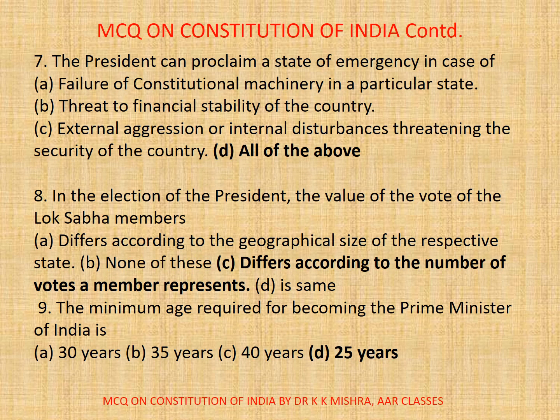7. The President can proclaim state emergency in case of A. Failure of constitutional machinery in a particular state, B. Threat to financial stability of the country, C. External aggression or internal disturbances threatening the security of the country, D. All of the above. Correct option is D. All of the above.